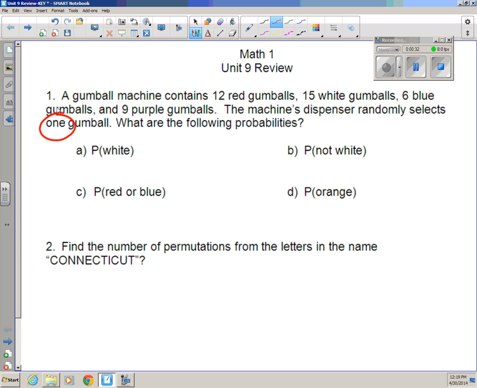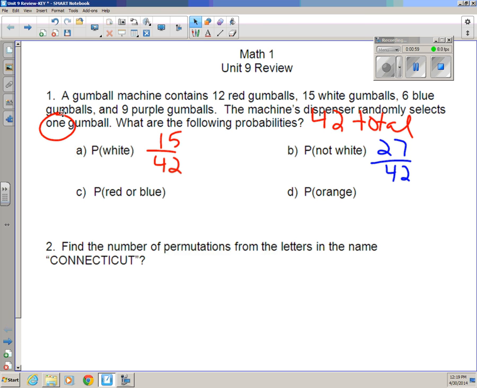Well, the first thing you need to realize is that there are 42 total gumballs. So 42 in total. How many of those 42 total are white? And the probability then would be 15 out of 42. I would prefer that you do not simplify these. Well, if 15 out of 42 are white, then how many are not white? And 42 minus 15 gets you 27 out of the 42 that are not white.